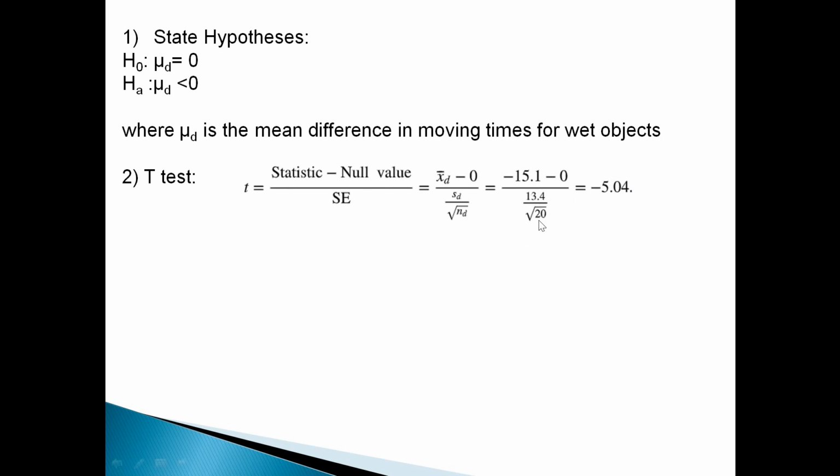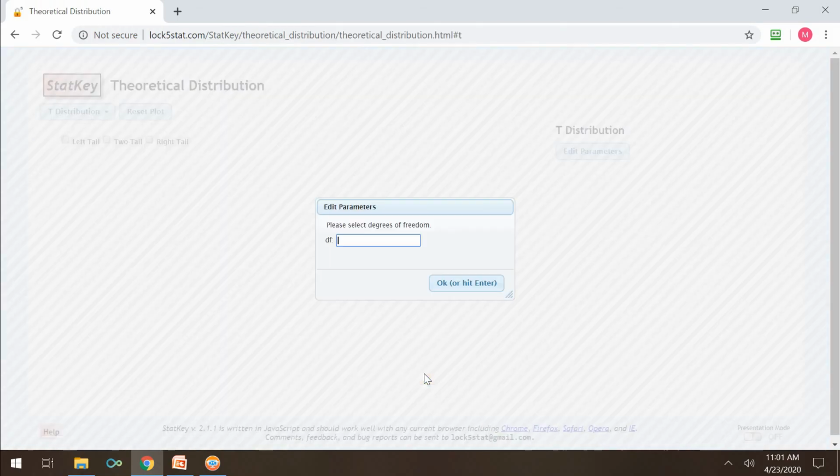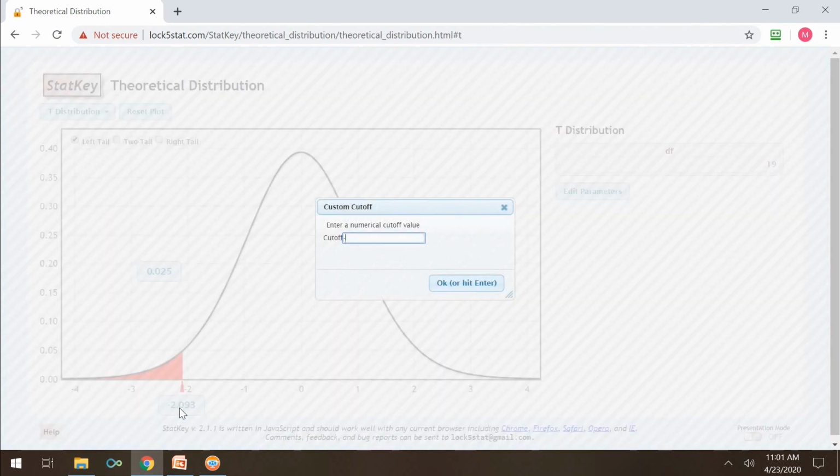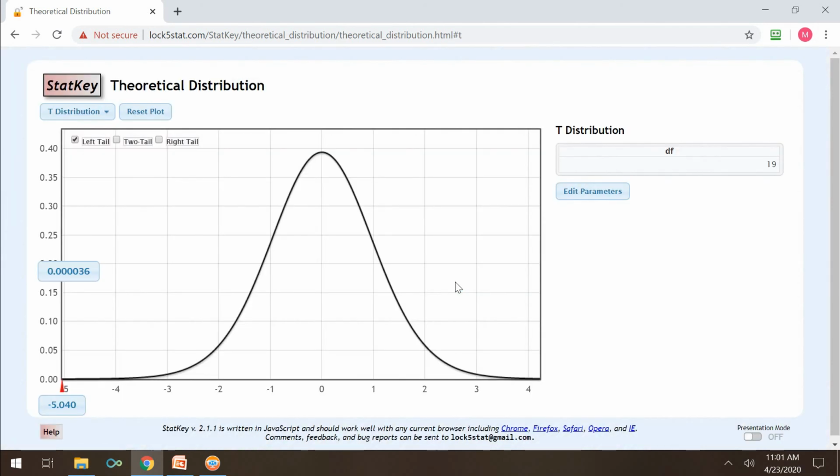The third step is to find the p-value, and for that I need the degree of freedom, which I can get from 20 minus 1, so I know the degree of freedom is 19. I need to know which direction I should follow, and this is always from the alternative hypothesis, so this is a left tail test, and I need the cutoff for t, and that's -5.04. So let's do this. So you go to t distribution, enter the degree of freedom, left tail test, and adjust the t to -5.04.